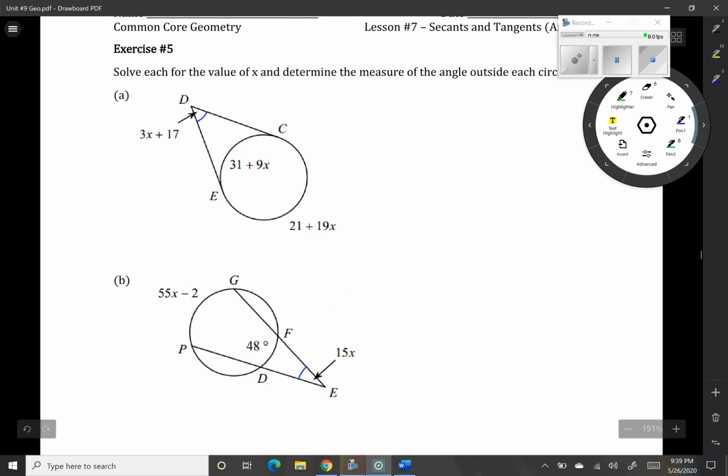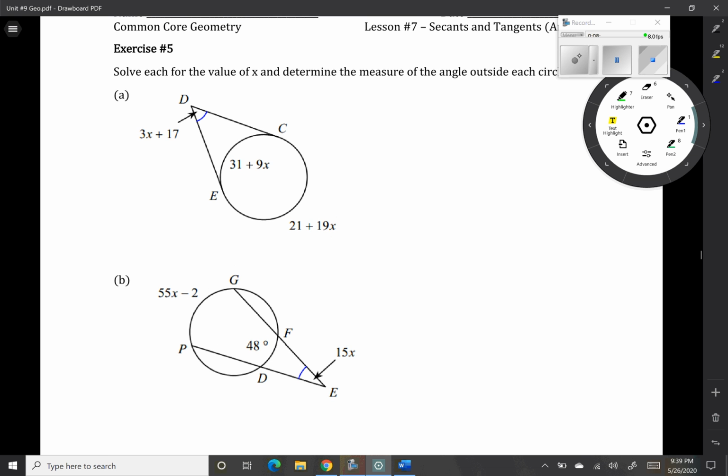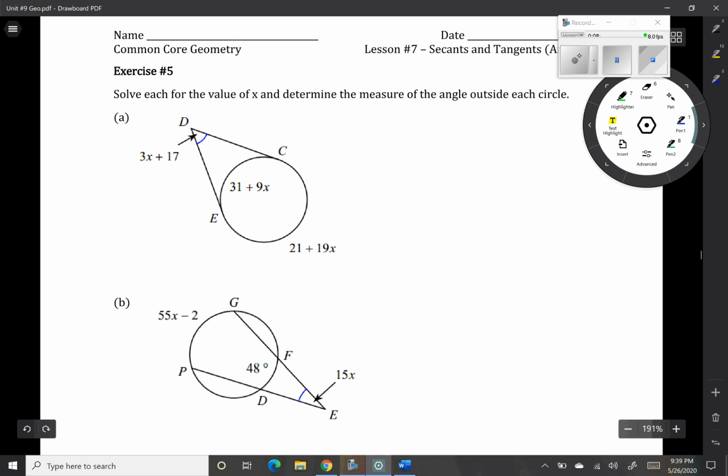Example 5 has 3 different questions. They're all very similar. I'm only going to do the first 2 because they're all very similar. So we have these arcs here that are created. So if I take the angle and say half of the two arcs, remember the larger arc is furthest away.